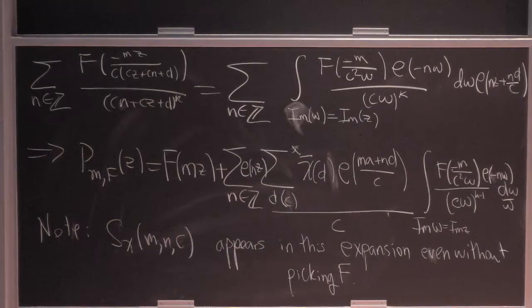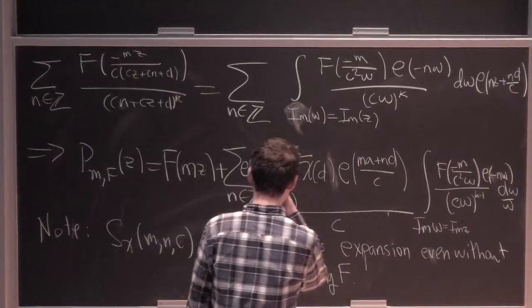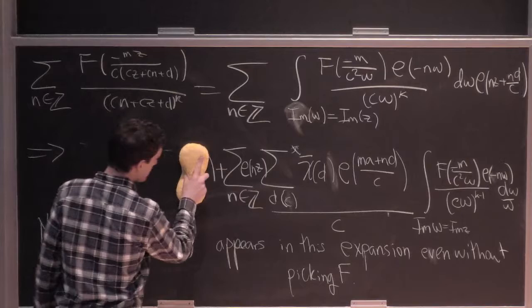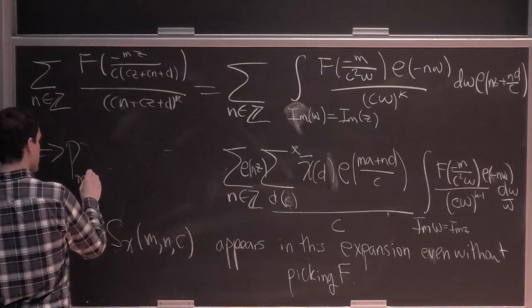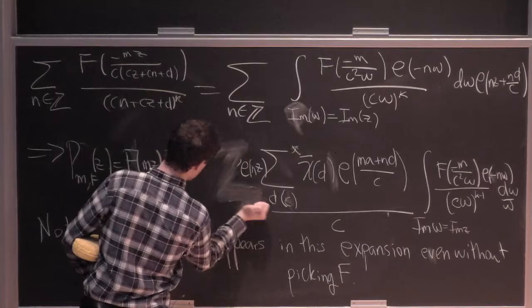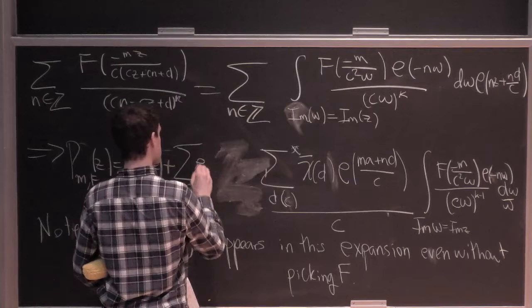Aren't you missing a summation over C? Yeah, I'm missing a summation over C. Thanks. So it should go here. Okay. I can shrink this half of the formula, right? Maybe I'll take out the sum over n. Move this over 2. And then here's the sum over c. Thank you.